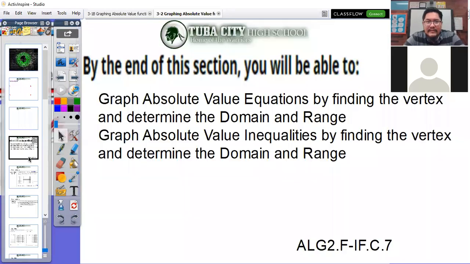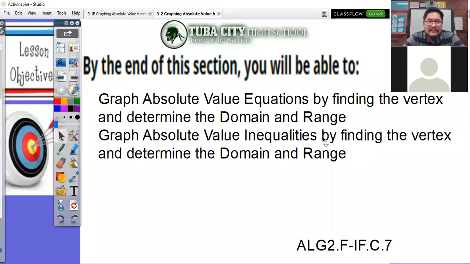So what we got going on today, we're going to graph absolute value equations by finding the vertex and determine the domain and range. And if we have time today, we'll also graph absolute value inequalities in the same manner by finding the vertex and determining the domain and range.